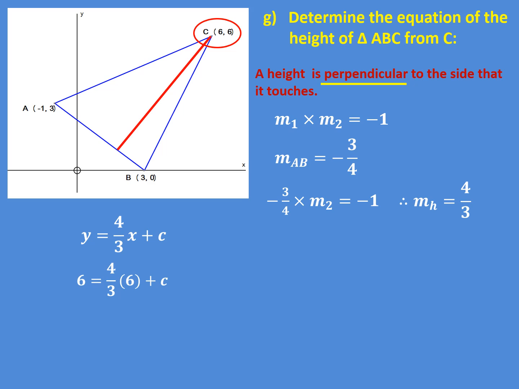Now again, remember, don't multiply 6 to the top and the bottom of the fraction, only to the top. So 6 times 4 is 24, divided by 3 gives me 8. So 6 minus 8 is minus 2. So my c value is minus 2, and I substitute it back with my gradient to get the equation y is equal to 4 over 3x minus 2.